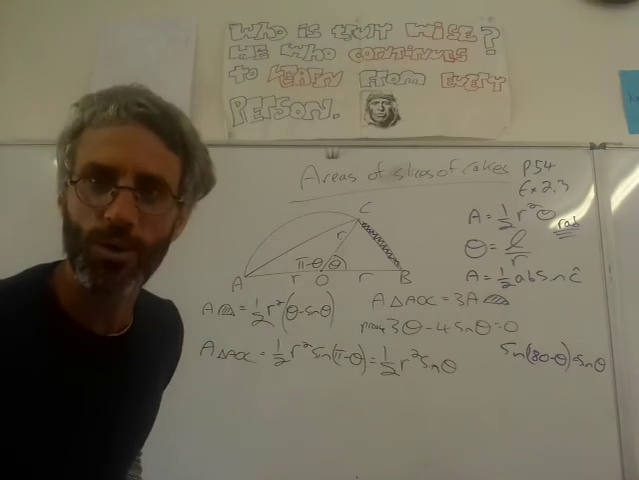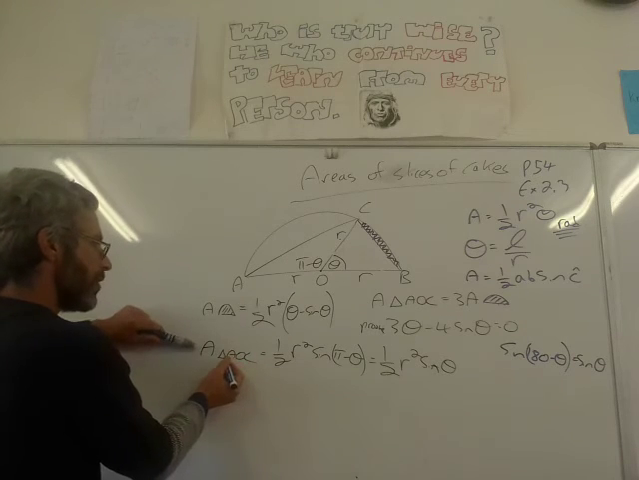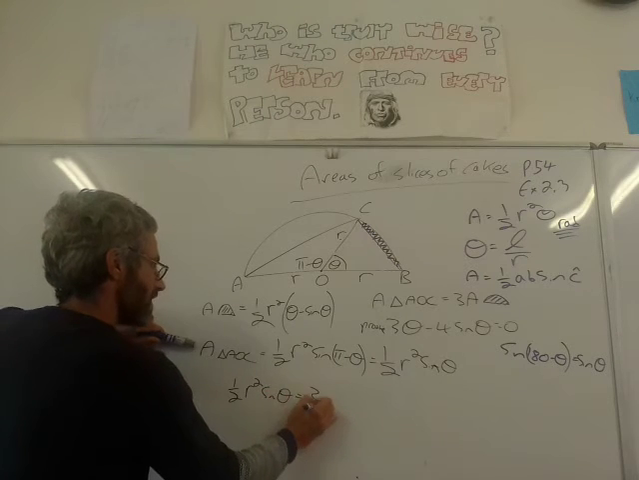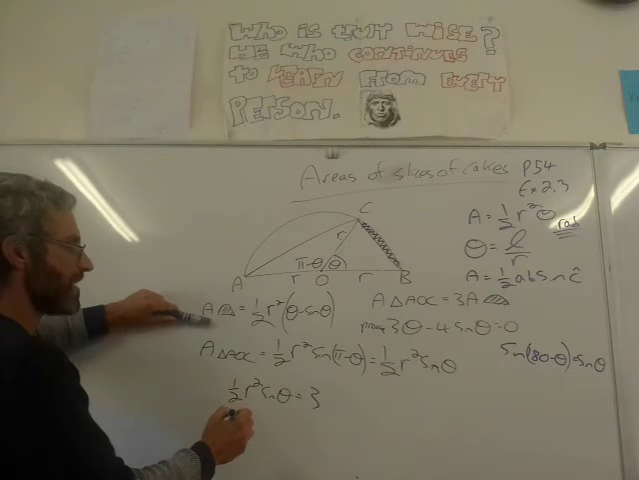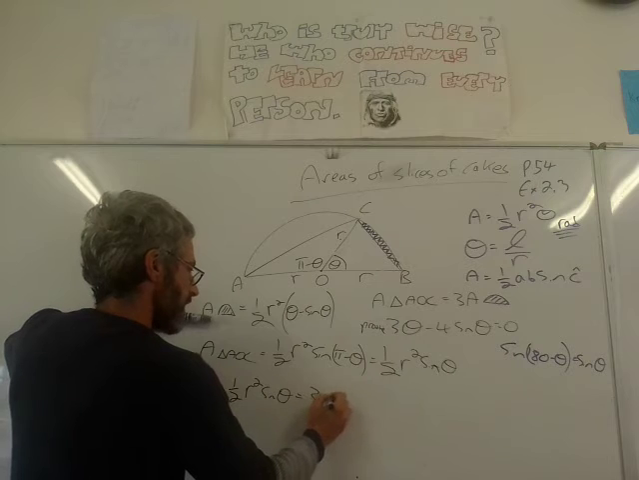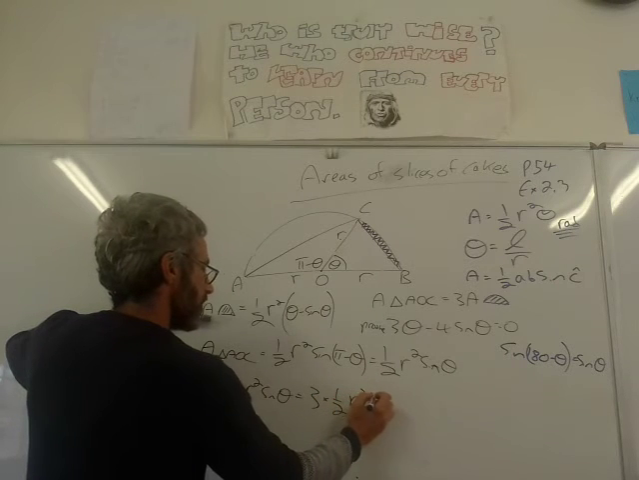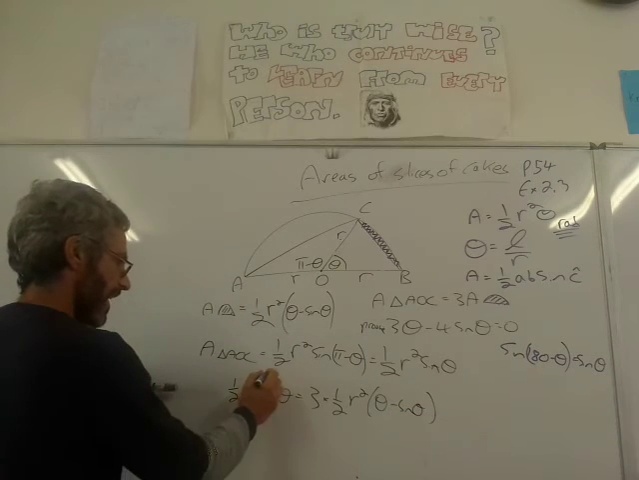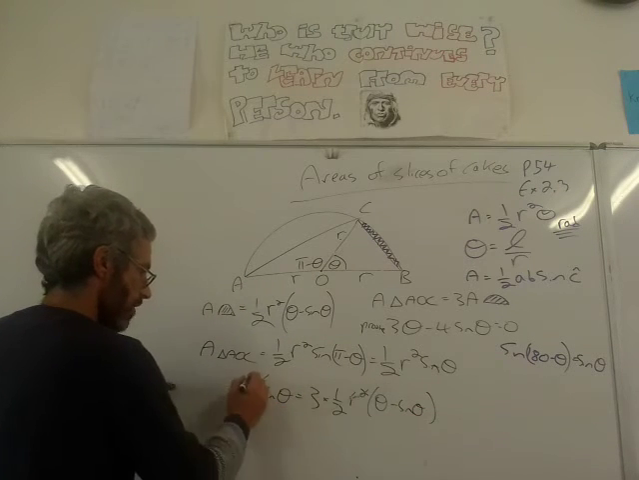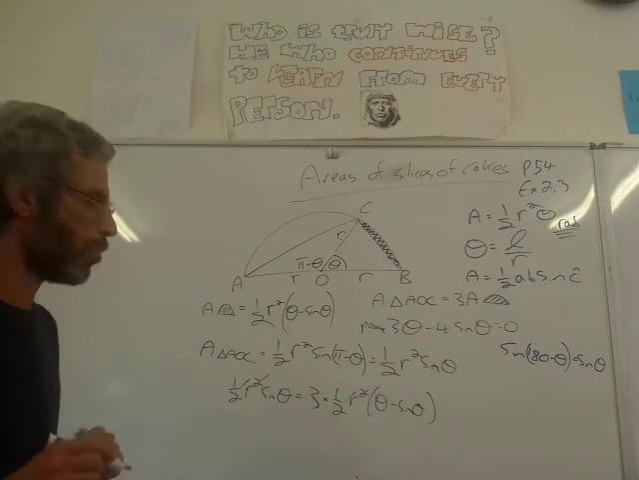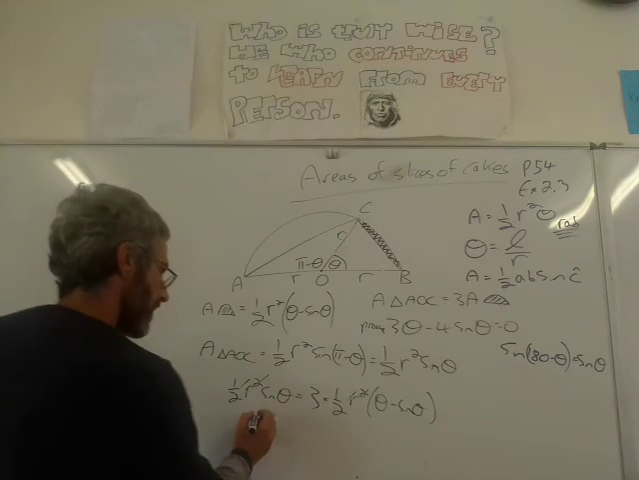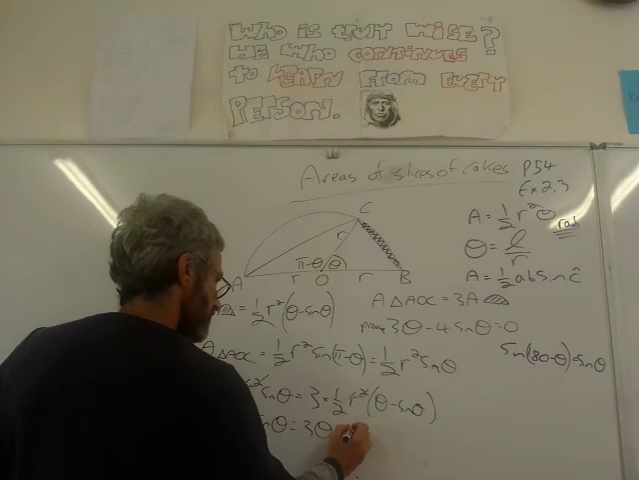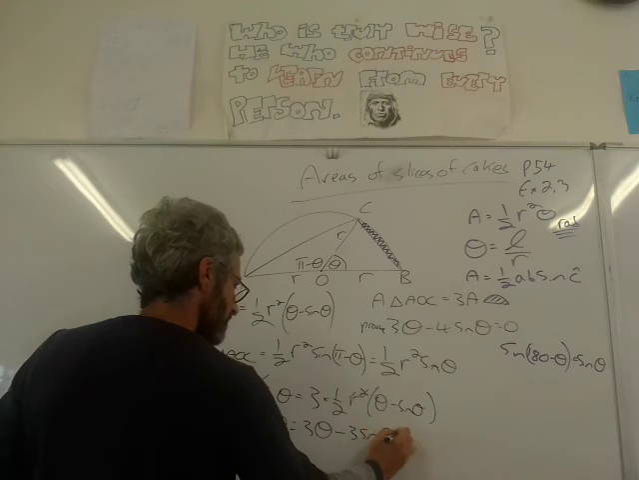We're almost there. I don't want to run out of memory, so we're going to speed up. The area of this triangle, half r squared sine theta, is 3 times the area of the segment. So 3 times half r squared, theta minus sine theta. I can cancel the r squared and the half by multiplying by 2 over r squared. And I end up with sine theta equals 3 theta minus 3 sine theta.